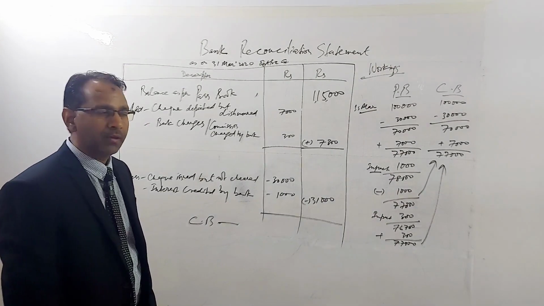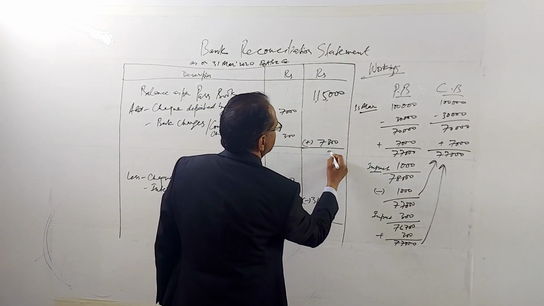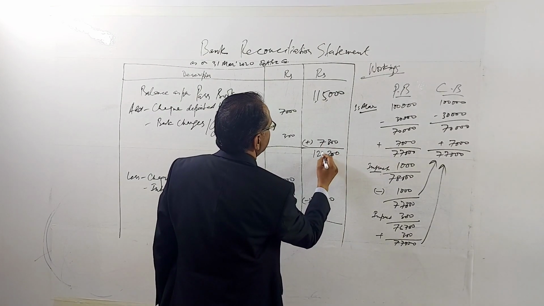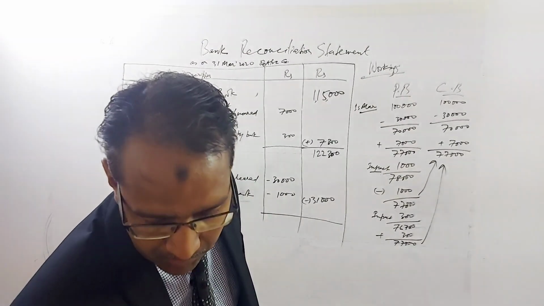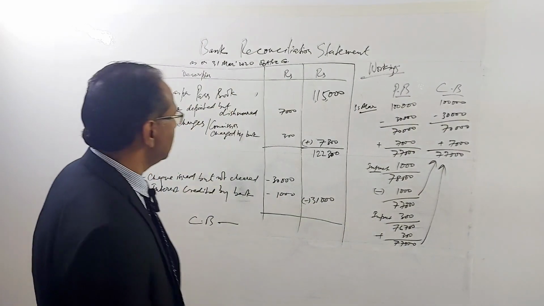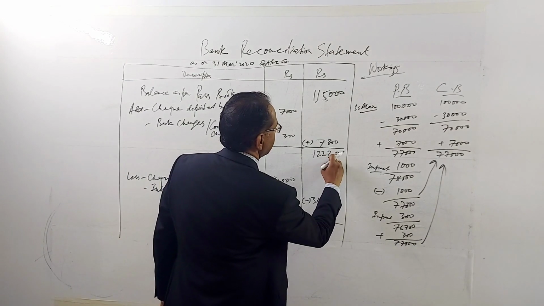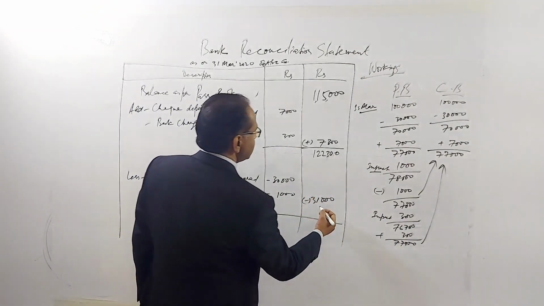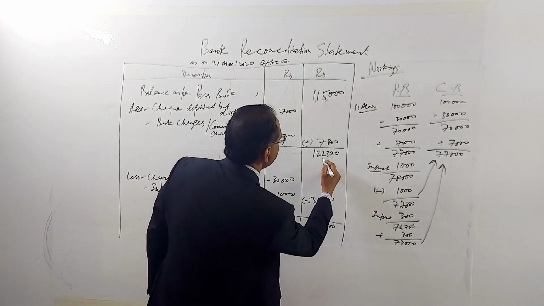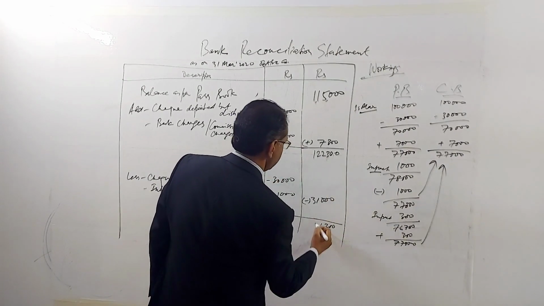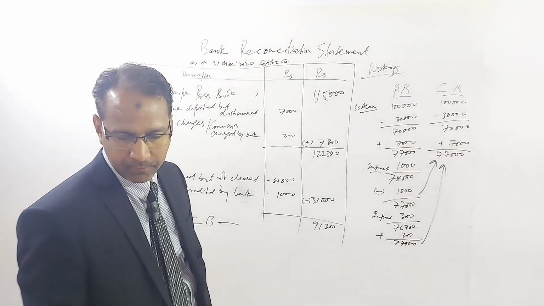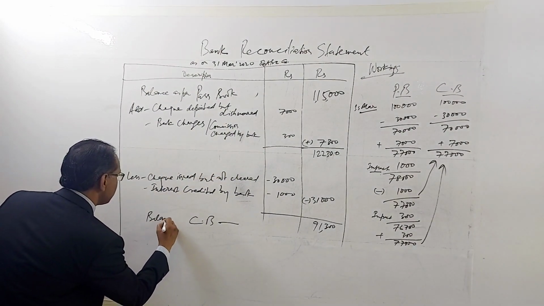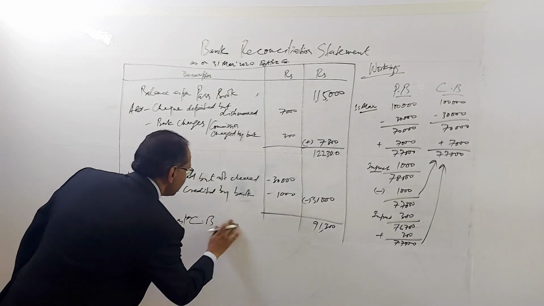okay, now see total 122,300, 1,22,300 रुपये, फाइन, minus this 300 to 191,300, fine, this is also balance as per cash book.